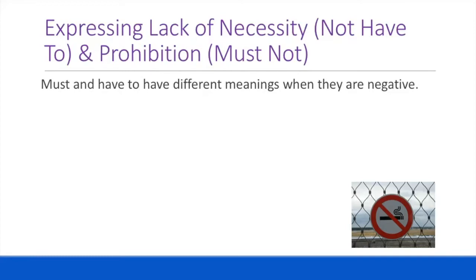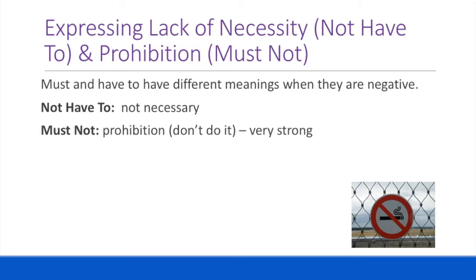Now, expressing lack of necessity and prohibition. So here's the thing. Must and have to have different meanings when they are negative. So this is something to be careful of. There are often errors with these two words in the negative. Not have to, that is the negative of have to, means not necessary. Must not means prohibition. That means don't do it. And this is a very strong meaning.